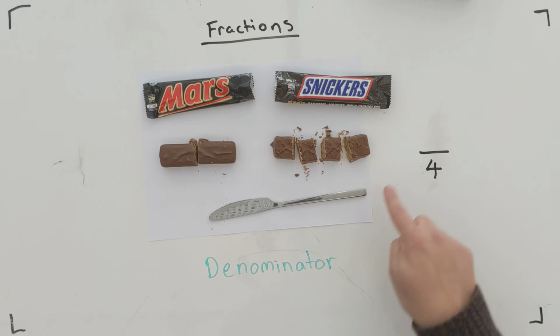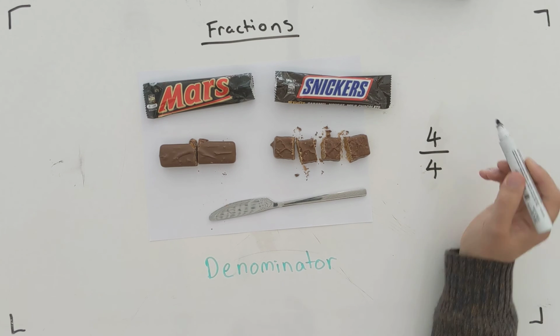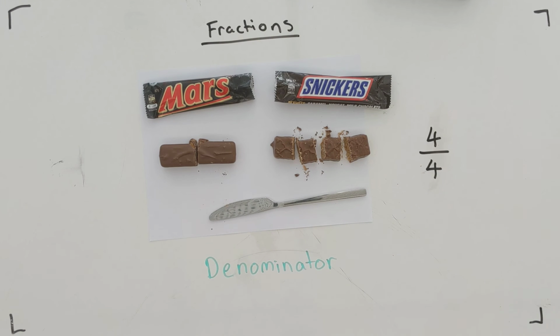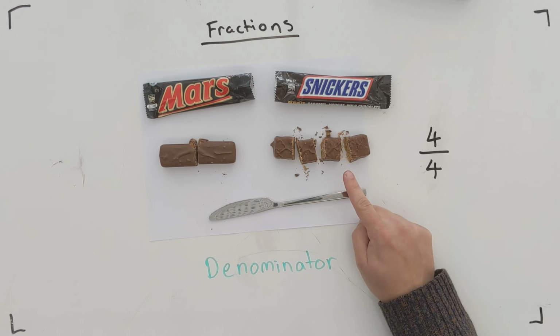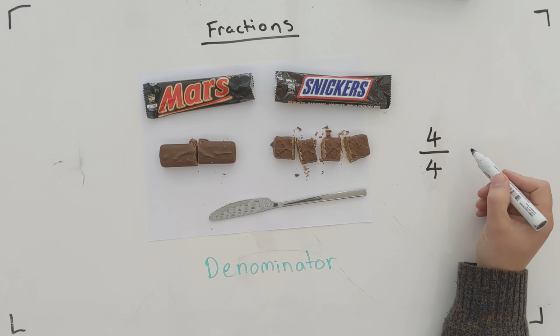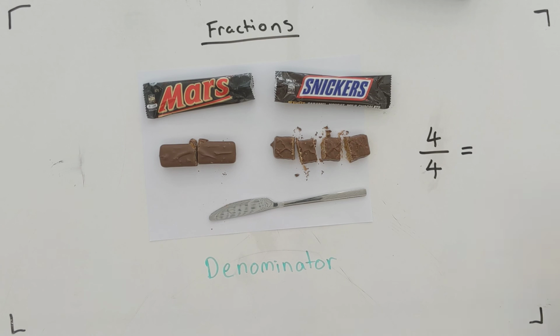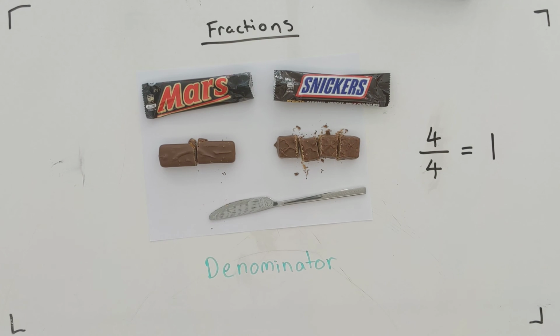How many of those equal parts do I have right here? I have all 4. So I have 4 out of 4 equal parts to make up a whole Snickers bar. At that point, I might as well just write one whole Snickers bar, even though it's got some chops in it.